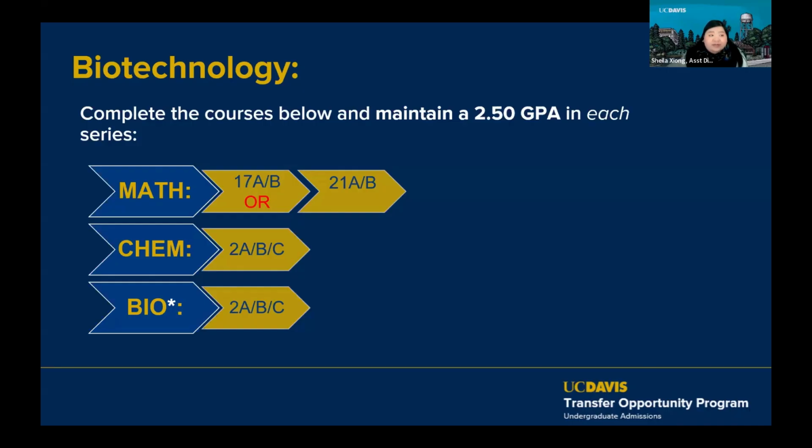So when you are looking at our selection requirements and you see each series, that means for the math courses alone, you need a 2.5. For the chem courses alone, you need a 2.5. And then the bio courses, you need a 2.5. So definitely pay attention to the language when you're preparing for selection here at UC Davis as to whether or not you need the GPA in each series or across the entire group of courses.